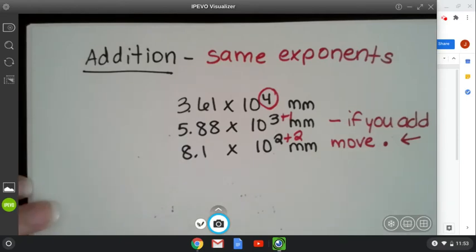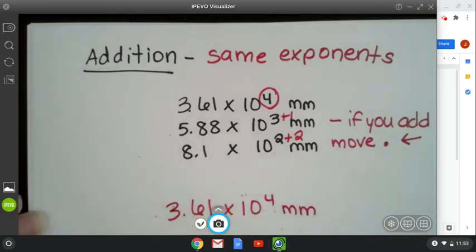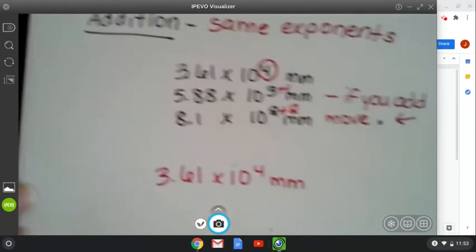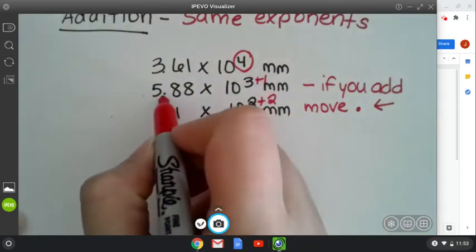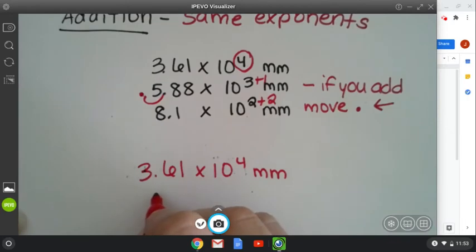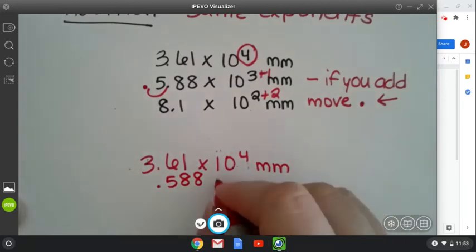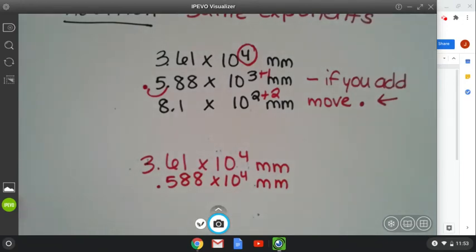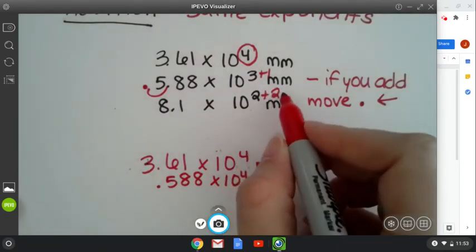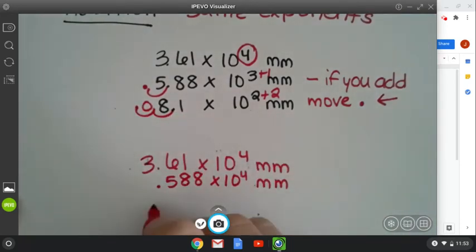So I don't need to do anything for my original problem, so I'm going to rewrite that: 3.61 times 10 to the fourth millimeters. That's not changing at all. But this one is. So I'm adding 1, so I'm going to move my decimal place over 1, which means I have 5.88. I want to make sure my decimal places line up when I do this. Again, it's times 10 to the fourth. Over here, we're going to add 2, so I need to move it over 1, 2. There it is like that.